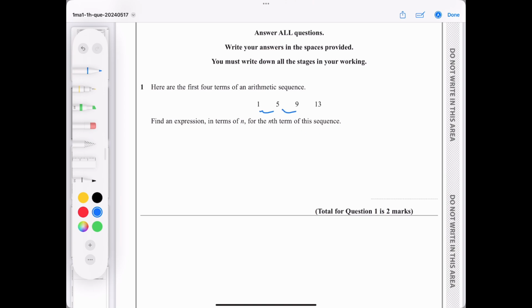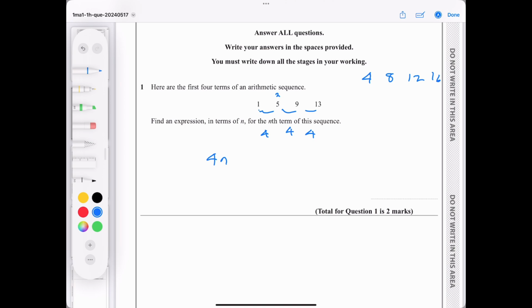It's going up each time by 4, so it really is an arithmetic sequence. So we pop that 4 in front of the n. Now, if we were to pop in a 1, that would make this 4. If we popped in a 2, that would make 8. So it would go up as the 4 times table: 4, 8, 12, 16.